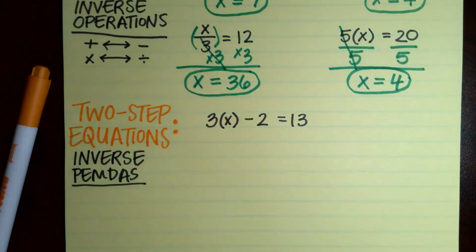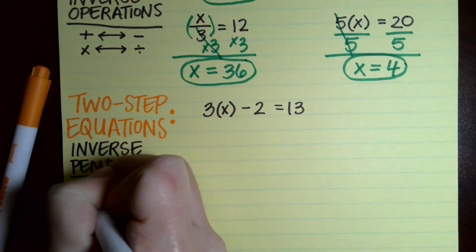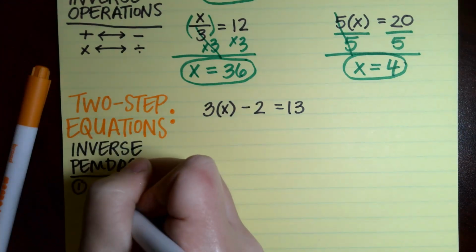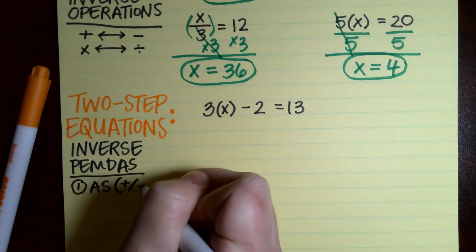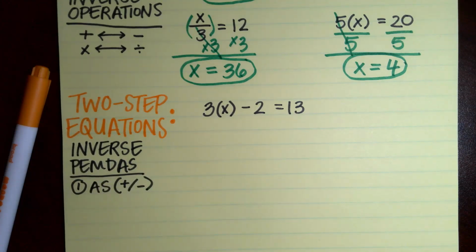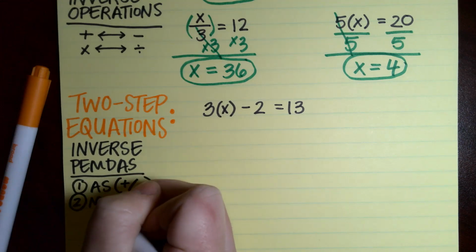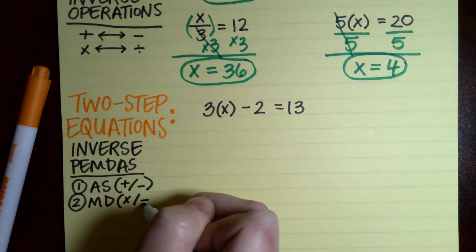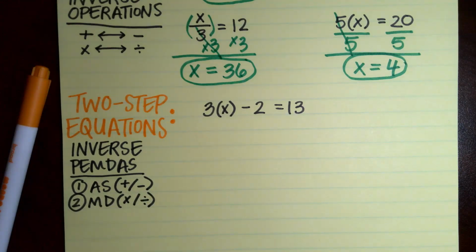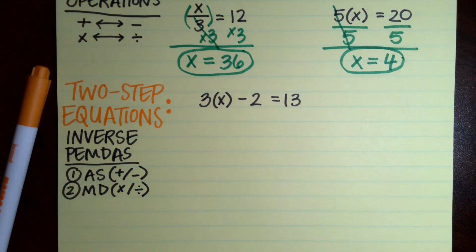So I'm just going to write under here. My first step would be to undo addition and subtraction. And my second step would be to undo multiplication and division. I'm going to leave the other steps out for now because right now we're just working with these 4 types of operations: addition and subtraction and multiplication and division.